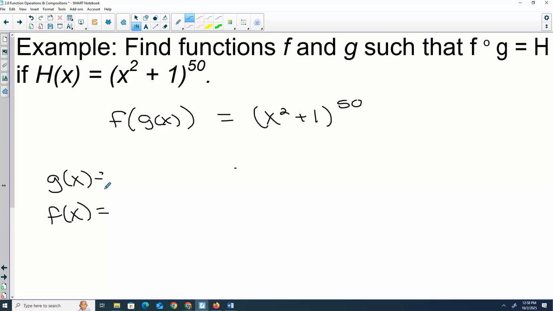Now on these problems, there are multiple correct answers. We have to give one possibility. So here's what I always look at. g is the inside. What's on the inside over here? x squared plus 1. So my g is x squared plus 1.